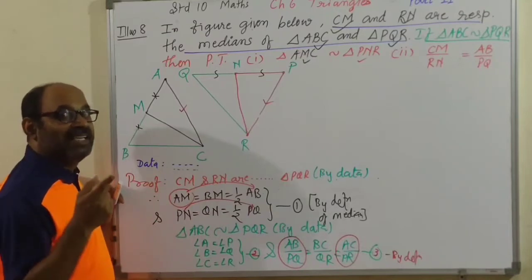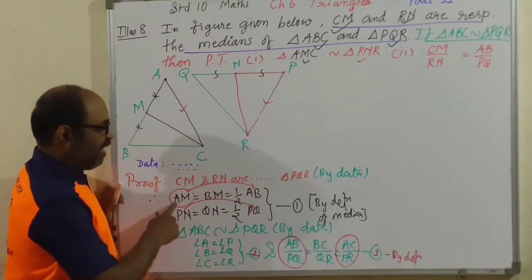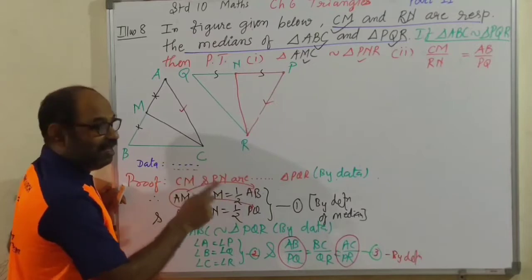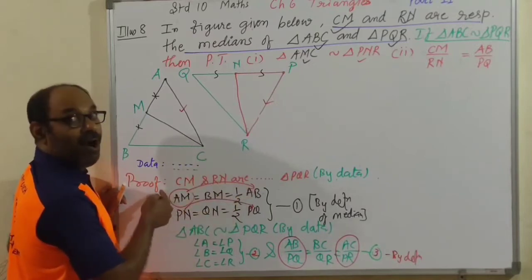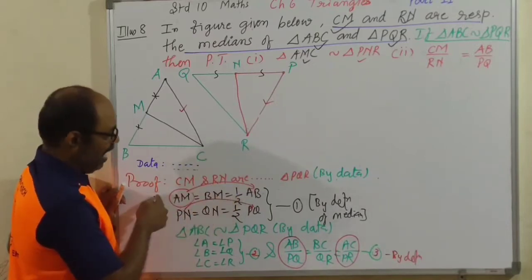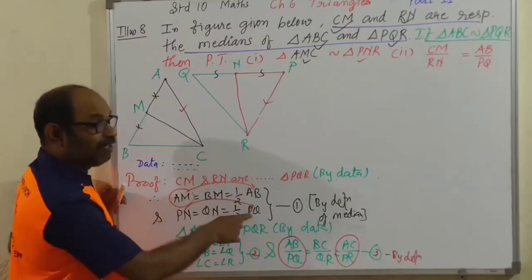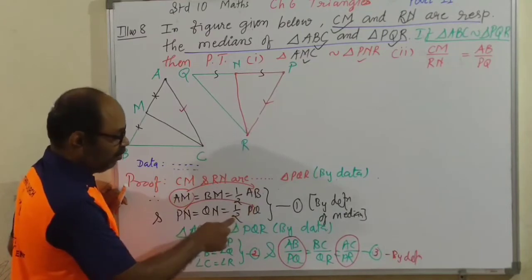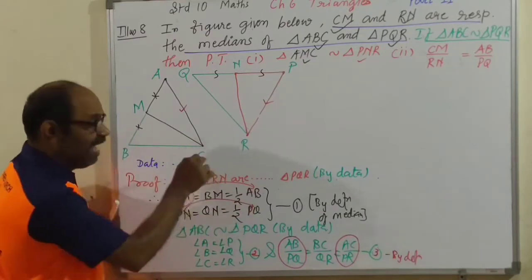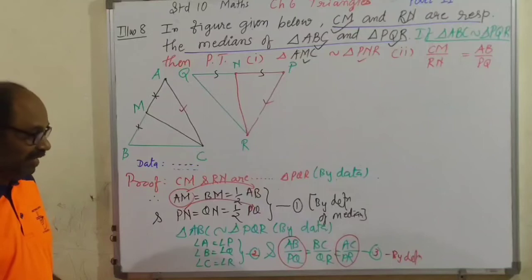Are you getting me? If AM is equal to half of AB, then you can say 2 will alter this side, 2 times AM is equal to AB. Same way, PN is equal to half of PQ. Then PQ is equal to 2 times PN. Please keep that in mind.